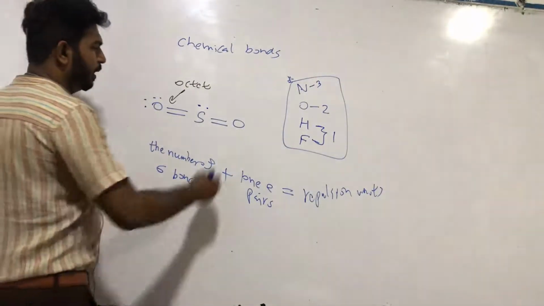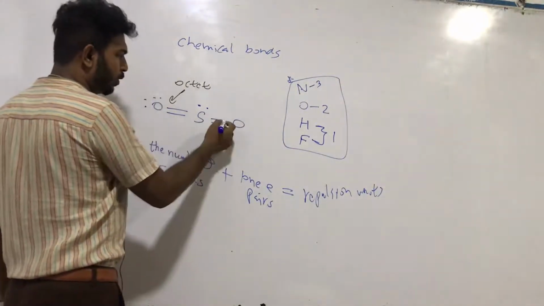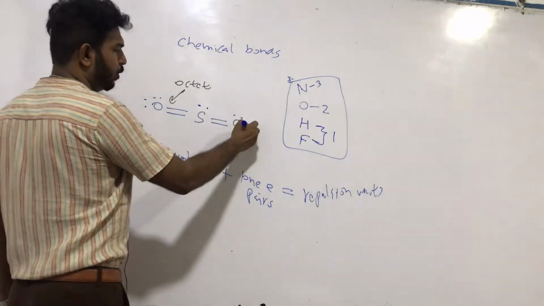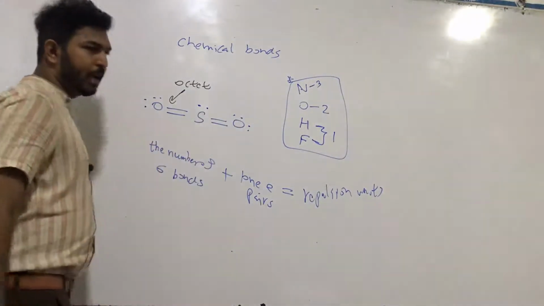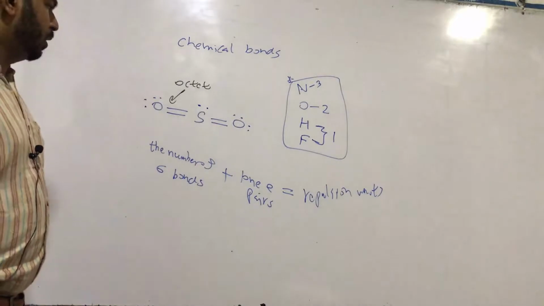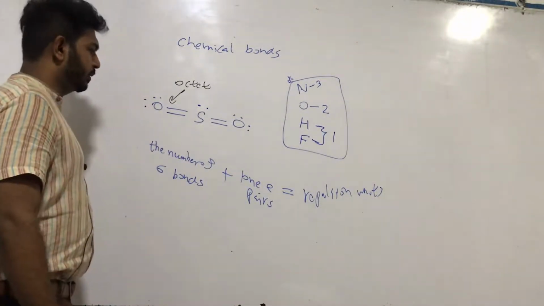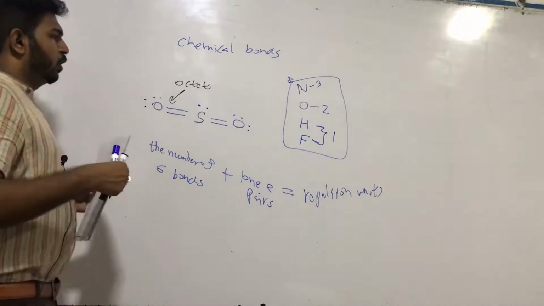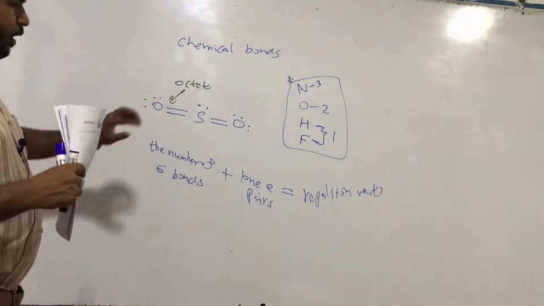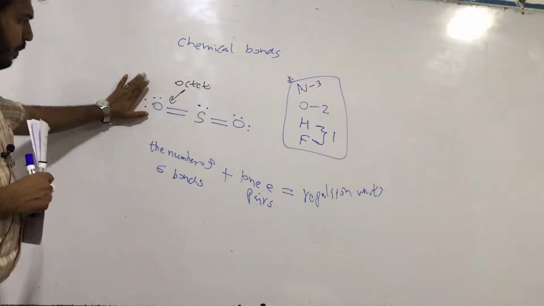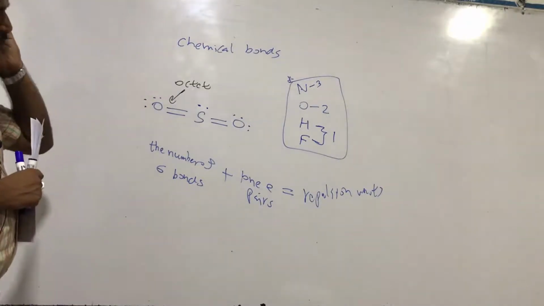So now we have to complete the oxygen. There are 2 electrons, so it should contain another 2 lone pairs of 4 electrons. Okay, I think now you got an idea about drawing the shapes of molecules.